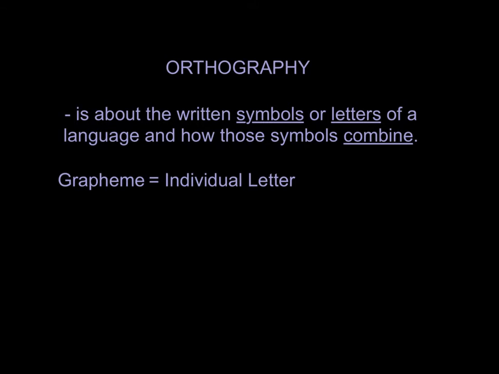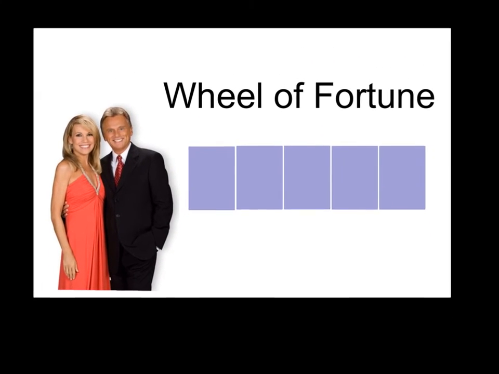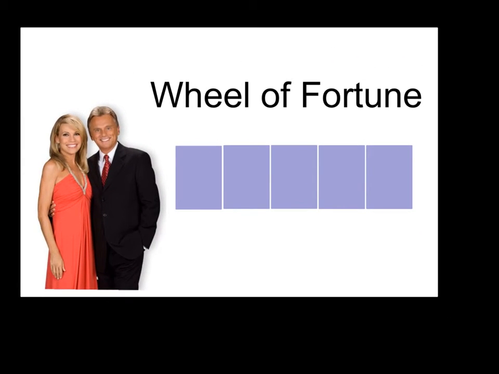Now, you have really highly developed orthographic processing skills. And that idea that in orthography, symbols combine, you have a really good ability to see the combinations of letters or to anticipate the combinations of letters. And to help you to understand that, let's play America's favorite game show. Let's play Wheel of Fortune. Because Wheel of Fortune is, in large part, a television show about orthography or orthographic processing.